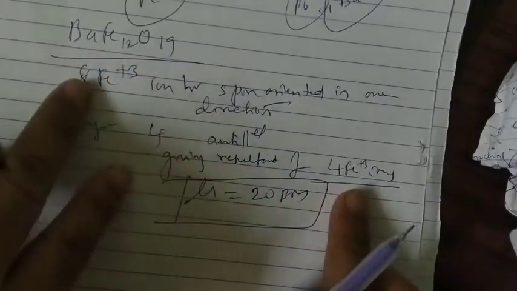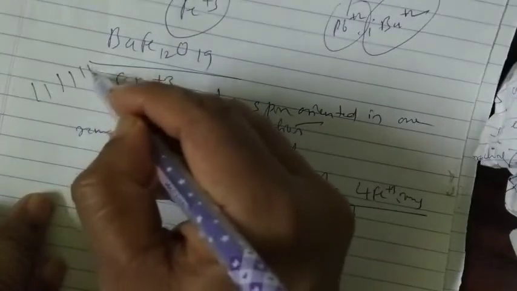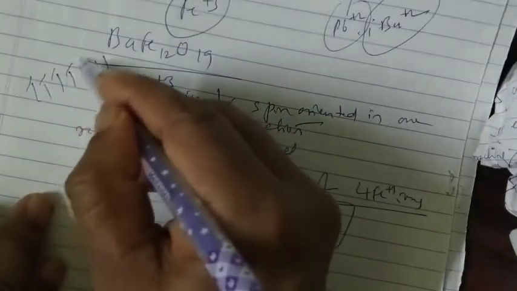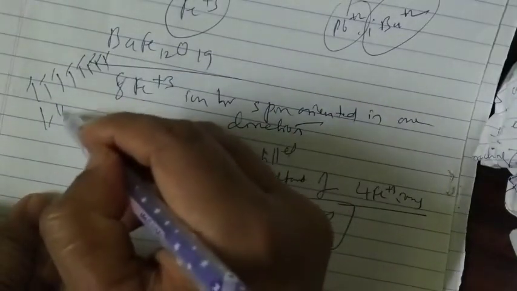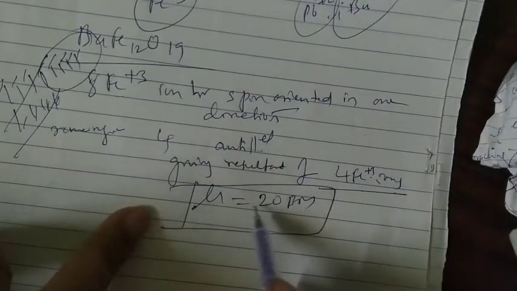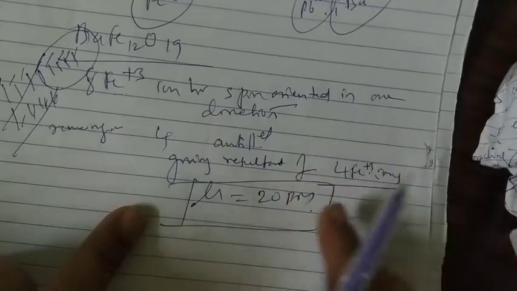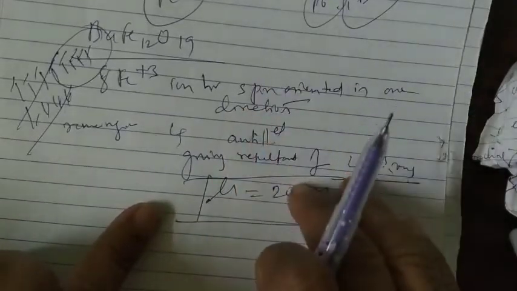So with the resultant of 4 remaining, out of 12, 8 will have the spin oriented in one direction. 4 will have anti-parallel to this. That means they cancel. 1, 2, 3, 4, 5, 6, 7, 8 if it is plus here, then 1, 2, 3, 4 will have the anti-parallel. So these 4 cancel. How much remained? 4. So net magnetic moment will be of 4 Fe plus 3 ions, and that comes to the value of 20 Bohr magneton. And this is what it is about the magnetoplumbite magnetic properties.